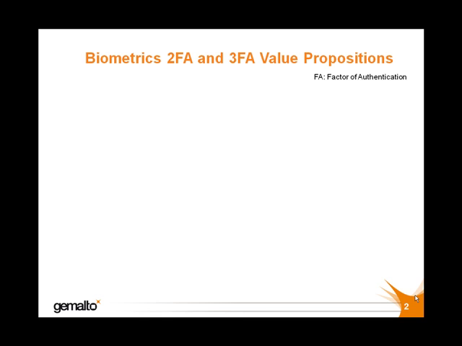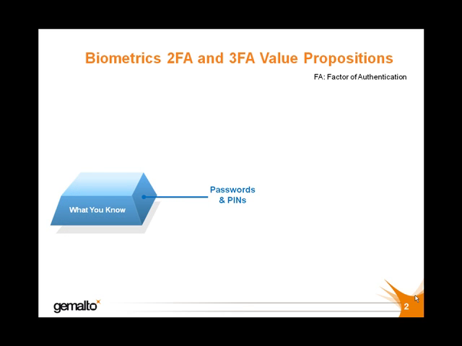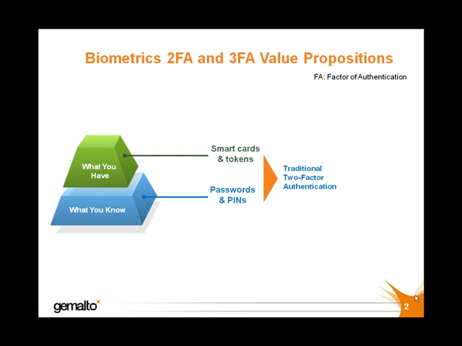As you know, smart tokens such as those from Gemalto generally make use of two factors of authentication: something I know, a PIN or passcode, and something I have, which is a card or token. Biometrics adds a third factor of authentication, something I am, and this is generally a fingerprint, or more precisely, a summary of a fingerprint called a template or minutiae.